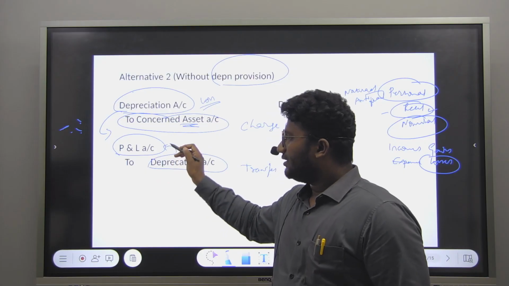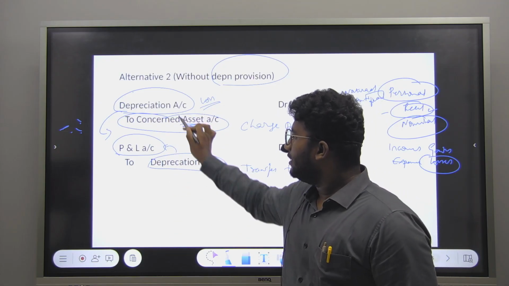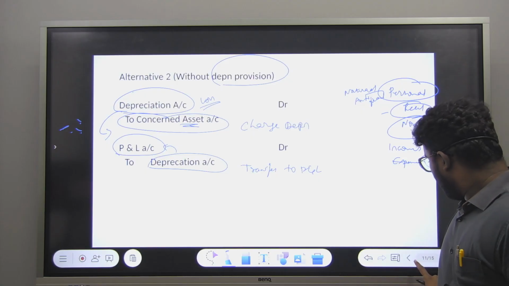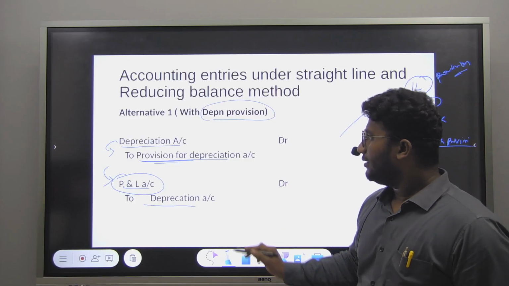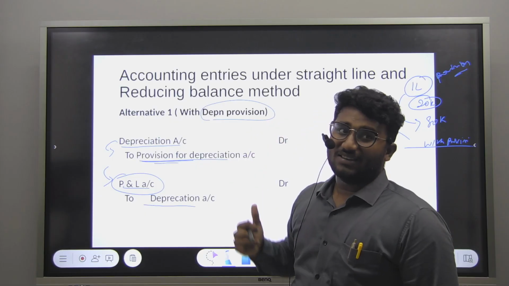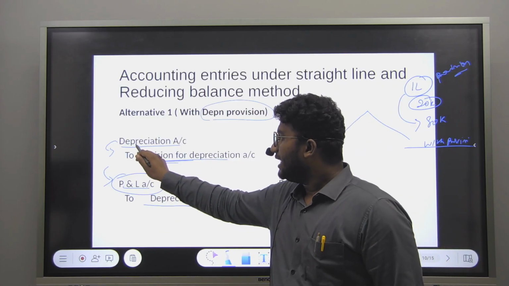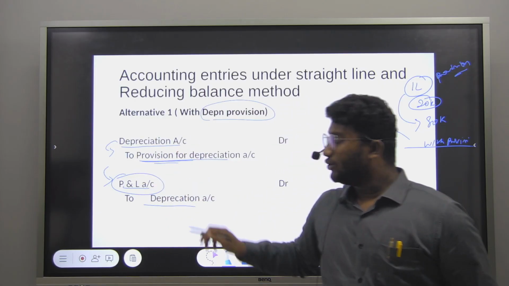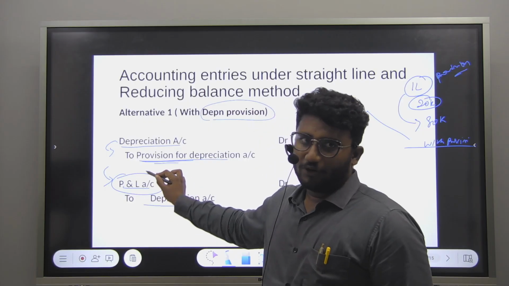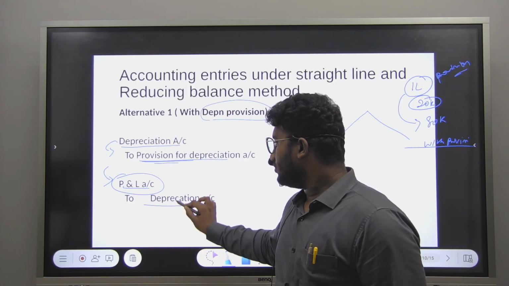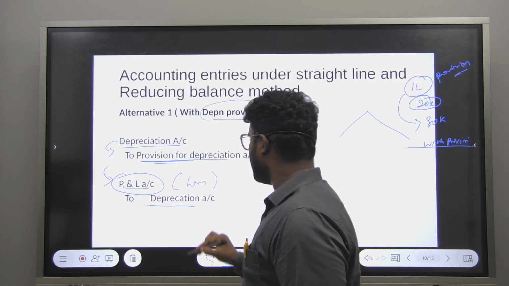So the same amount, it's a loss, we will charge it to profit and loss account, profit and loss account debit to depreciation account. So if you have depreciation provision in your company, then we will not directly charge it to asset, we will charge it to depreciation provision. So the entry would be depreciation account debit to provision for depreciation, and the loss should be transferred to profit and loss account, profit and loss account debit to depreciation account. So this is a loss, depreciation amount.